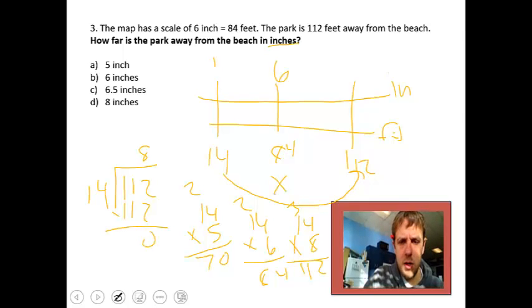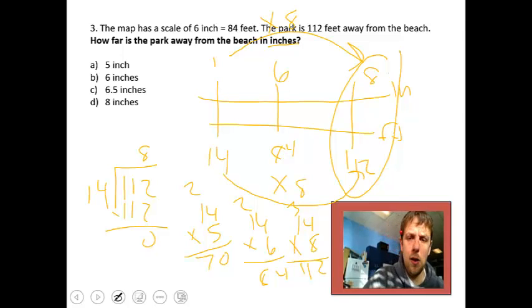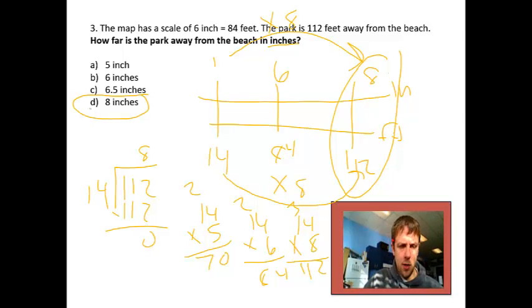And that now tells us that we need to multiply the top also by 8. 1 times 8 is 8. So my new, well, it's not really a scale factor, but my new ratio is 8 inches is equal to 112 feet. So my answer is letter D. Right? You try now.